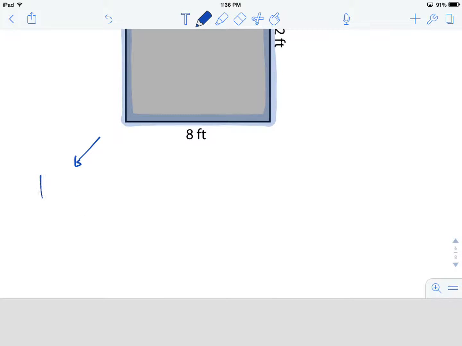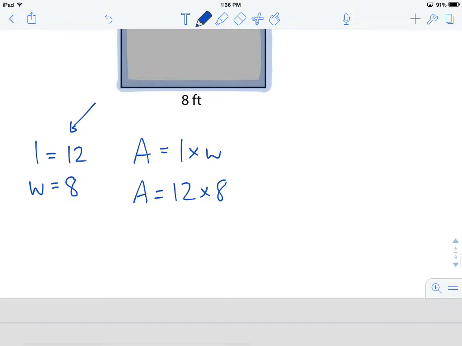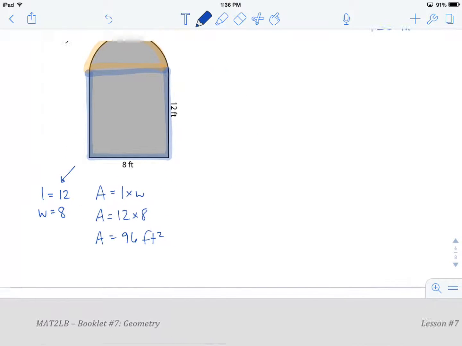We need to know the length and the width. So the length of our rectangle will be 12. The width of our rectangle will be 8. That allows us to calculate the area. So the area equals the length times the width. And this rectangle will be 12 times 8. And that area will be equal to, when we ask our calculator, 12 times 8, we get 96 feet squared. So that one, the more straightforward of the 2.